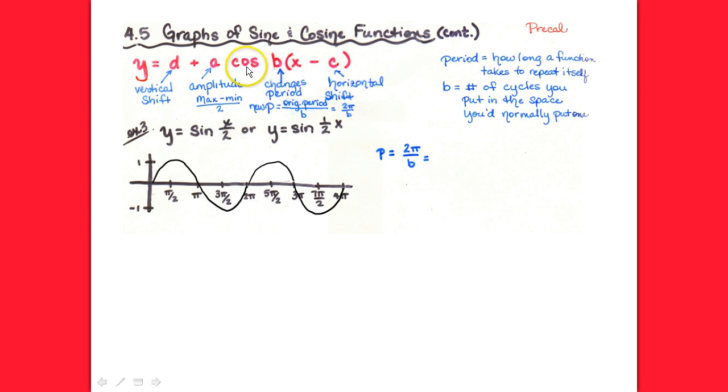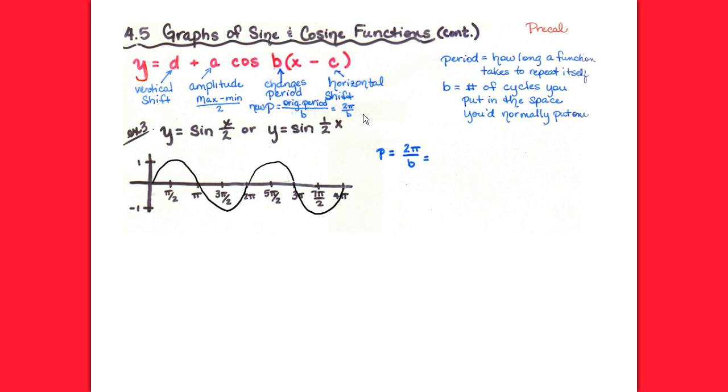A number between the trig function and x is going to cause a period change. We call that b. And we said yesterday that the new period would be the original period divided by the b value. For sine and cosine, the original period is 2 pi. That's not the case for everything, but for sine and cosine, the original period is 2 pi, so we would take 2 pi and divide it by b to come up with our new period.